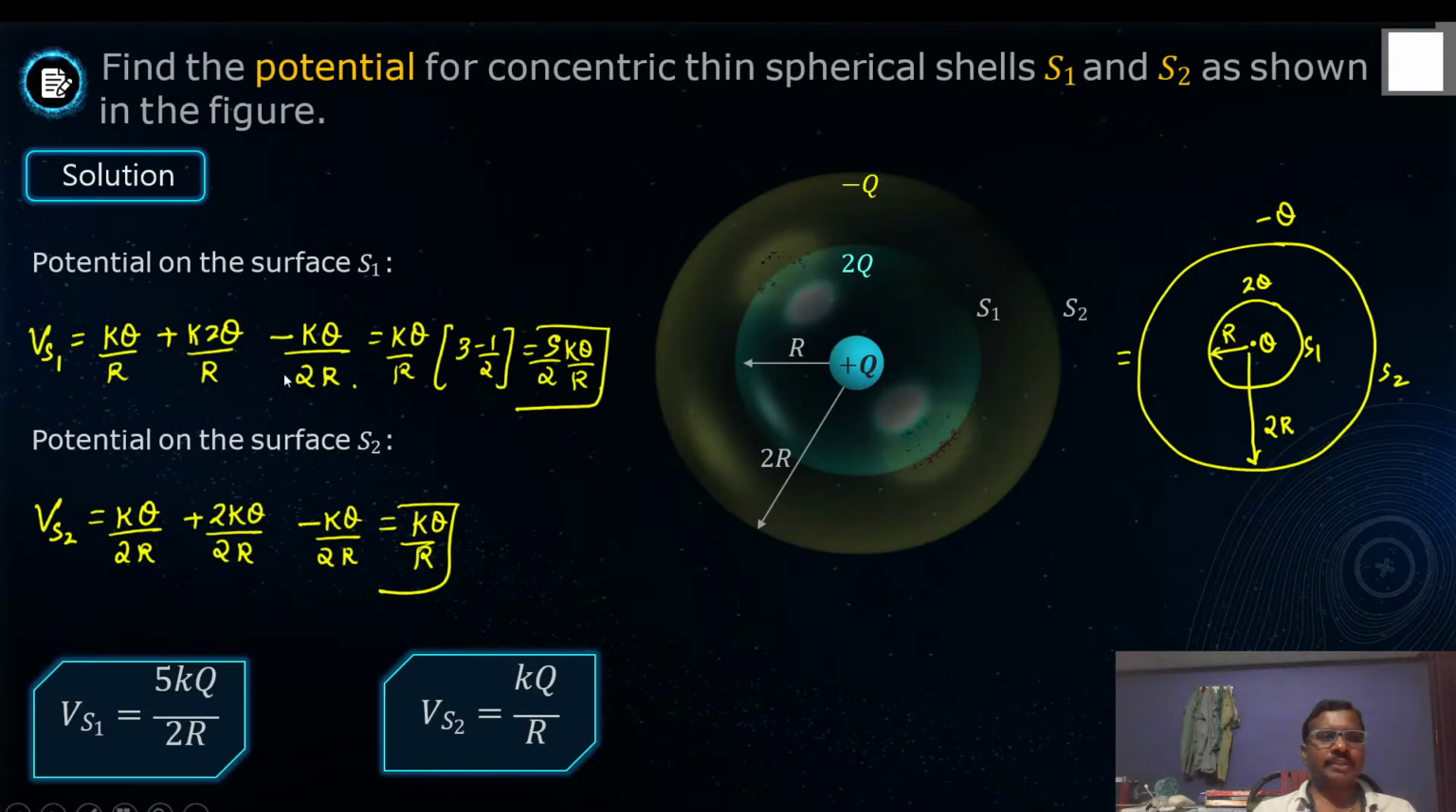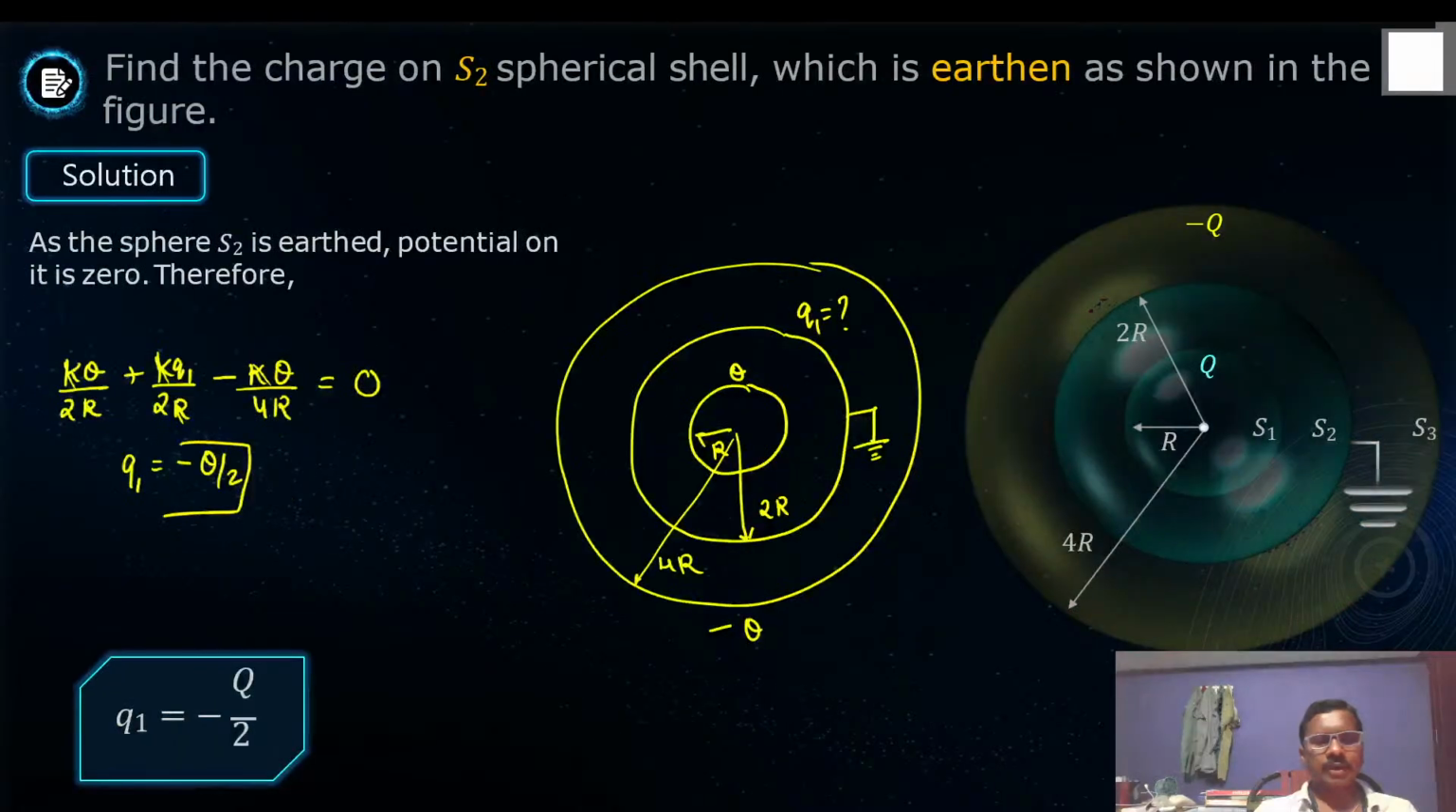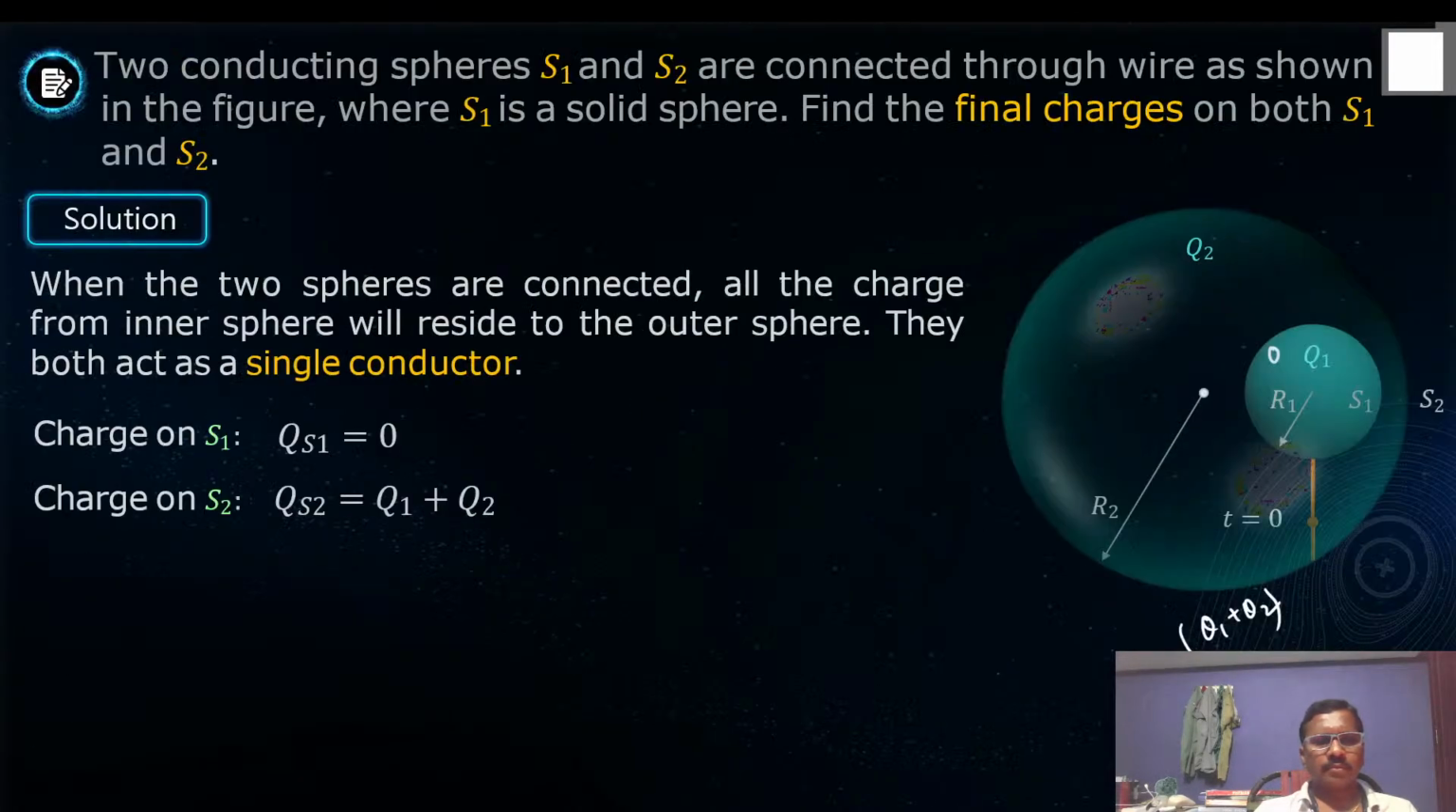So let us see the next one. This is electric potential. It's not required this time. This is also electric potential, not required this time. So let us see, this is one more question. Look at this, all of you.